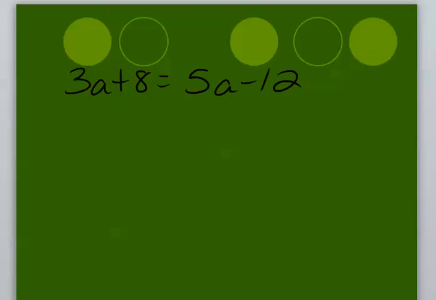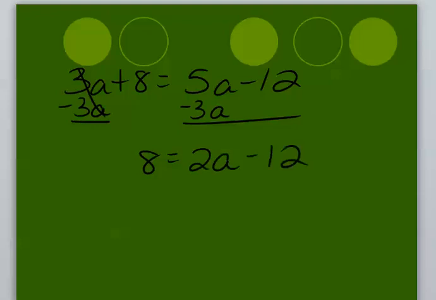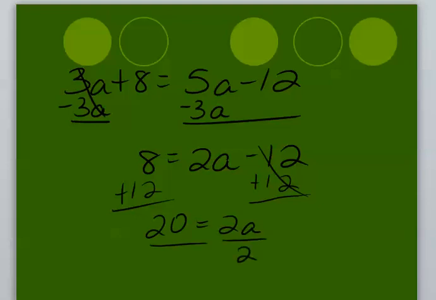I'm going to get all my A's to one side, and the 3 is smaller, so I'm going to subtract the 3A from both sides, so also from the 5A, so that I get a positive A value. So 8 equals 2A minus 12. All of my A's are on the right, so I need to move my numbers to the left. To get rid of minus 12, I'm going to add 12 to both sides. 20 equals 2A. And when we divide by 2, we find that A is 10.